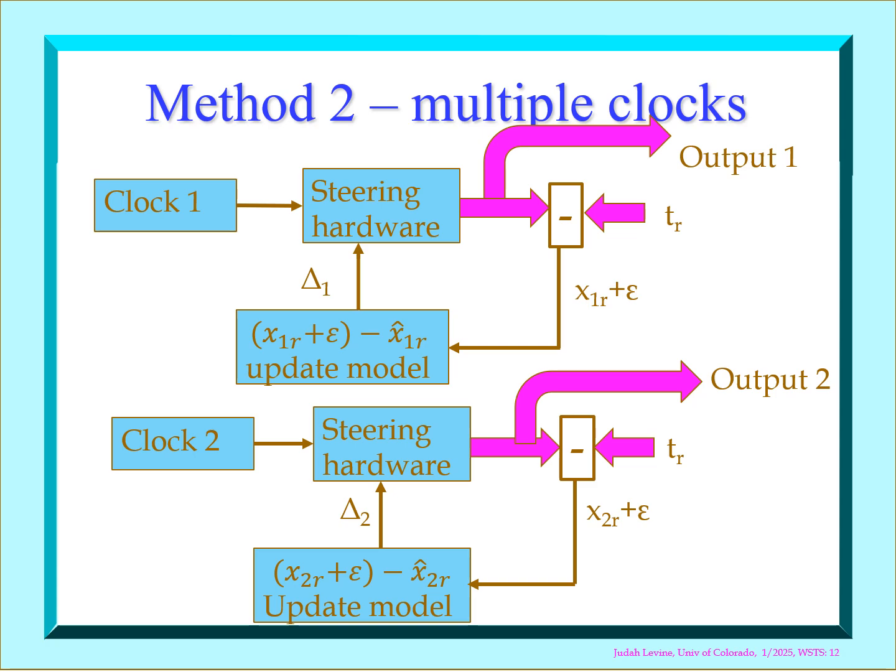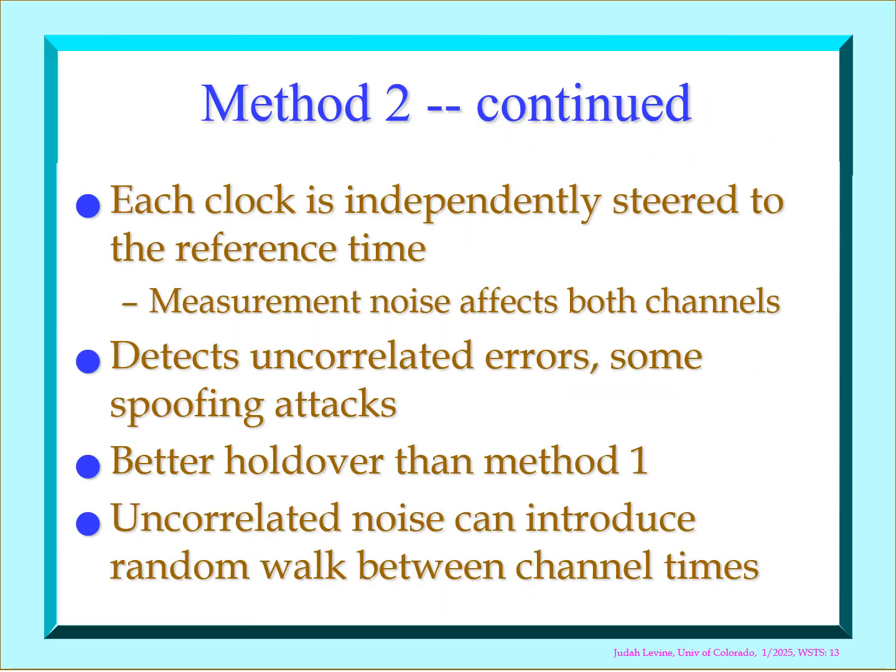And of course I could have 3 devices or 4 devices or 5 devices. I can duplicate this as much as you like, and each one of them produces an independent output of the difference between the local clock and the reference. Now, each clock is independently steered to the reference time, and so the measurement noise affects both channels. To the extent that the measurement noise is not correlated, which is the usual case, the two channels are affected differently. It detects uncorrelated errors, and it detects some spoofing effects, but not all of them.